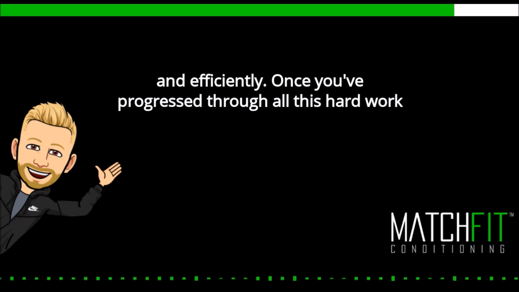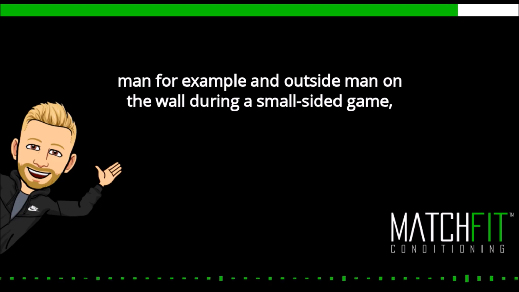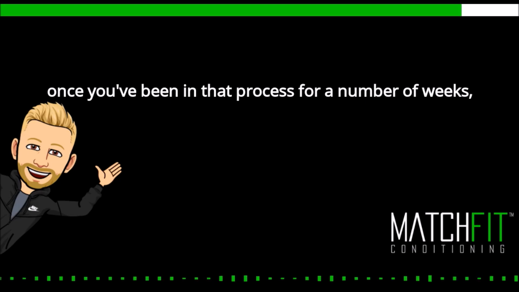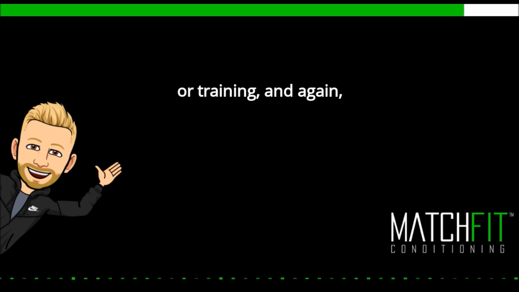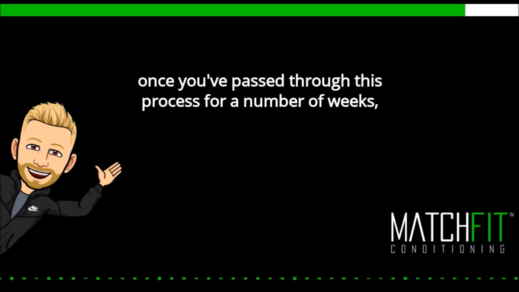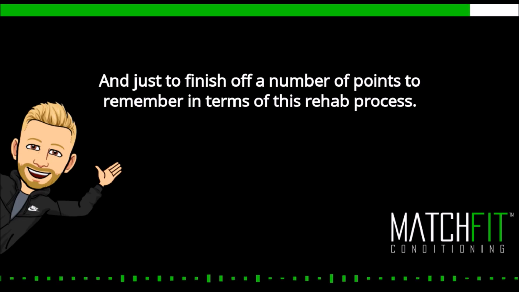Once you've progressed through all this hard work and ball work and speed work and change of direction, you might be allowed to become an extra man, for example, an outside man on the wall during a small-sided game. Once you've been in that process for a number of weeks, you might move more into a neutral player or a joker within small-sided games or training. And again, once you've passed through this process for a number of weeks, you might return to full training and contact training.